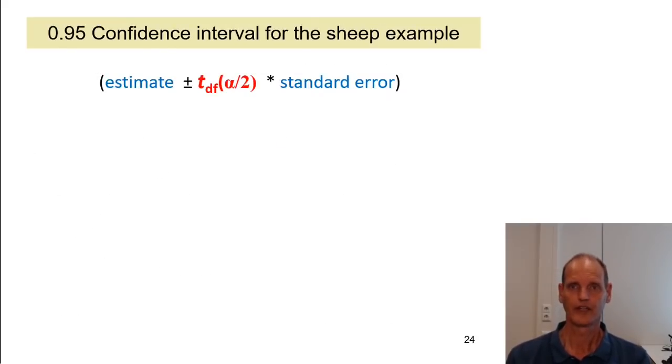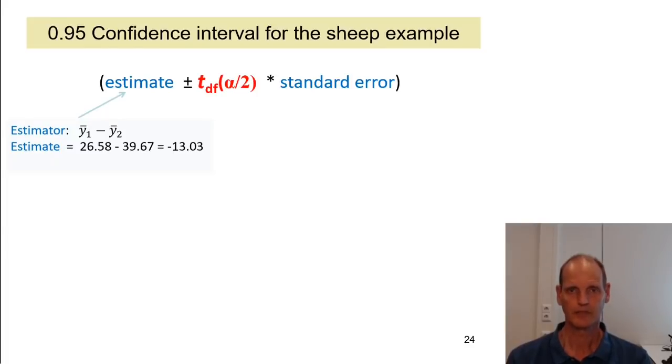The confidence interval then, for the sheep example, follows the general principle: estimate plus minus a t-value times standard error. The estimate is based on the estimator, which is y bar 1 minus y bar 2, and the estimate, which is the outcome, happens to be minus 13.03. If we subtract the two means, we get a negative number indicating that the non-treated lambs have more worms.